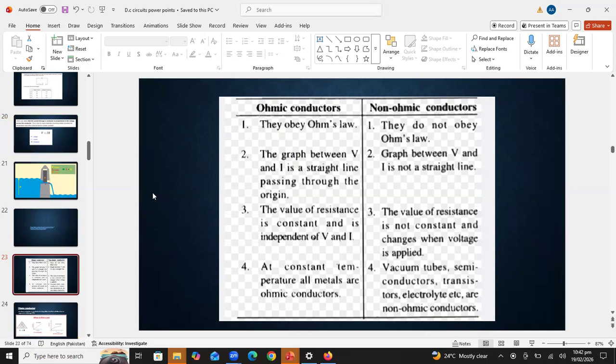Like fixed resistor. Fixed resistor is called ohmic conductor because it obeys Ohm's law. But what about non-ohmic conductors, students? Those conductors which do not obey Ohm's law are called non-ohmic conductors. And why are they not obeying? Because their temperature can be changed. They can easily get heat up. Or because of the change in temperature, their resistance will be changed. So we cannot apply Ohm's law on such components. Is it clear to you, students?